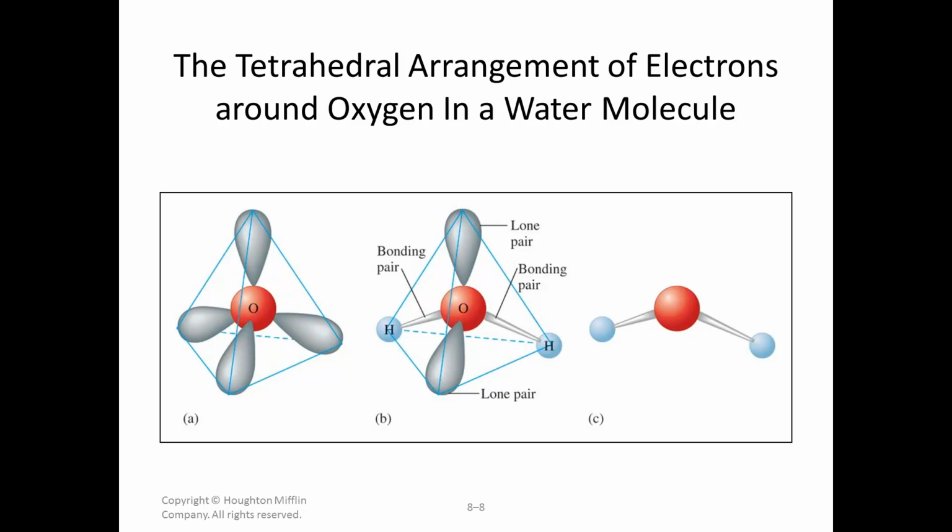Likewise, for water, we have a tetrahedral arrangement of electrons around oxygen, as is shown in figure A. But because oxygen is bound only to 2 hydrogens, as is shown in B, the molecular geometry of water is bent or V-shaped, as is shown in C.